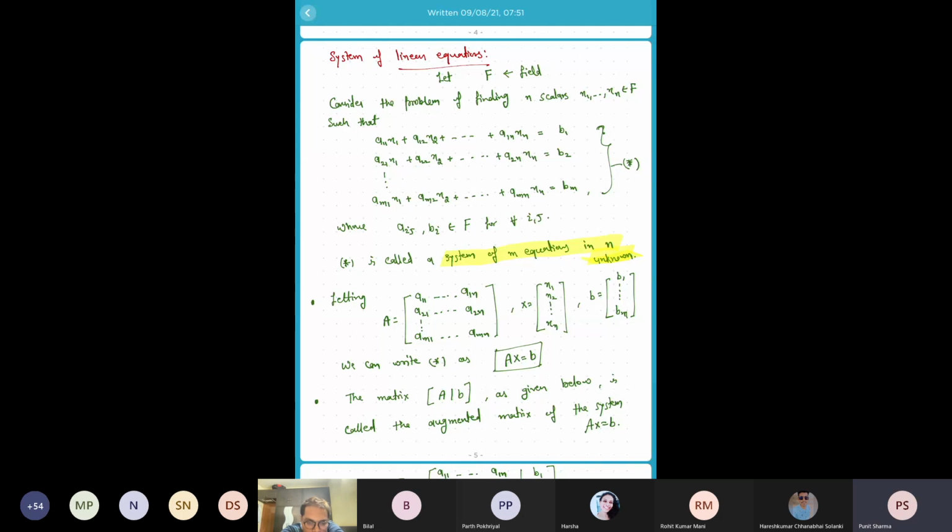But here we are not assuming that the coefficients of these linear equations belong to the field of real numbers or to the field of complex numbers. We are just saying that they should belong to a field. This field can be anything. It could be a finite field, infinite field, rational numbers, real numbers, complex numbers, or any other field. Okay. So suppose that we have a field F.